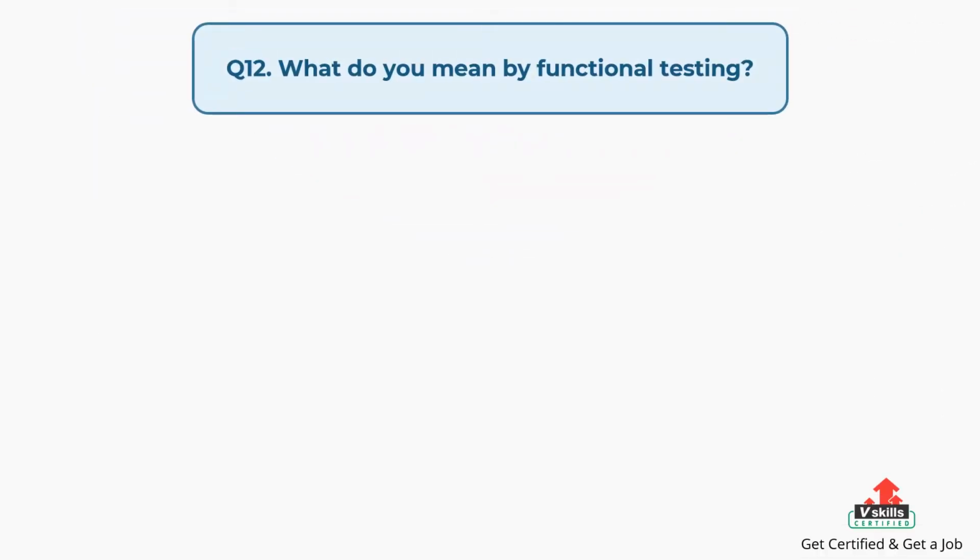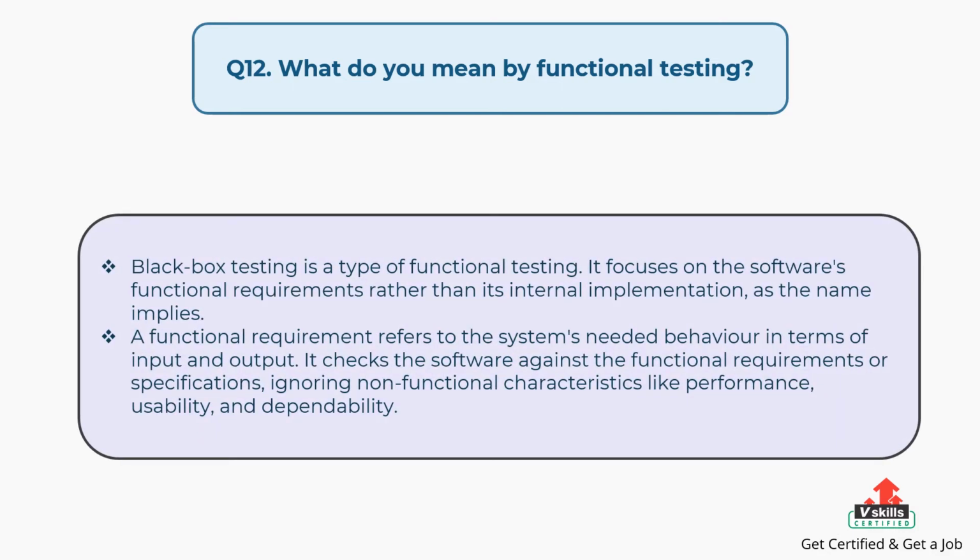Question number 12. What do you mean by functional testing? The answer is: black box testing is a type of functional testing. It focuses on the software's functional requirements rather than its internal implementation, as the name implies. A functional requirement refers to the system's needed behavior in terms of input and output. It checks the software against the functional requirements or specifications, ignoring non-functional characteristics like performance, usability, and dependability.